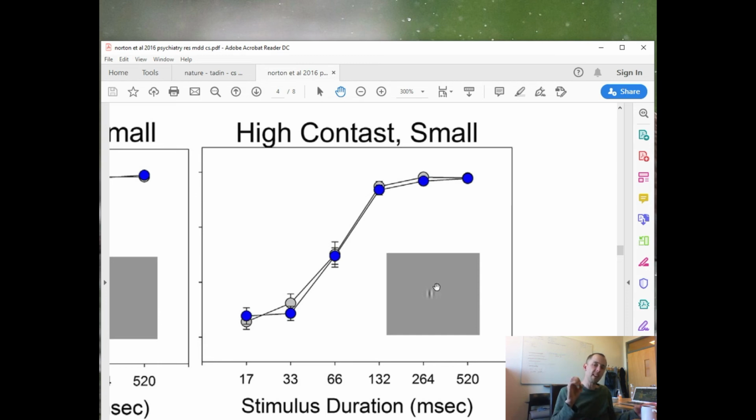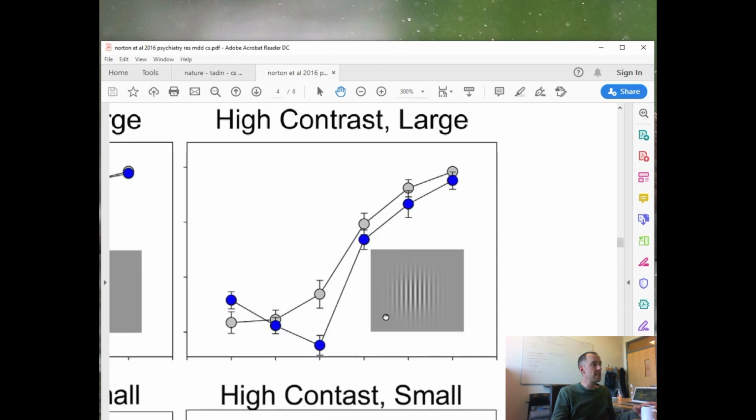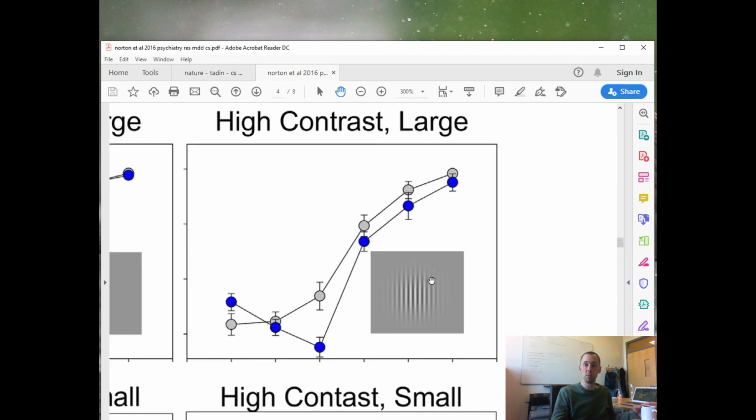But remember, we're interested in center surround suppression. We think that might be messed up in people who are depressed because they don't have enough GABA in the back of their head. So we looked at the big stimulus, where center surround suppression is presumably going to affect your performance. And what did we find? Well, I drew the people with depression in blue, and healthy controls are gray.